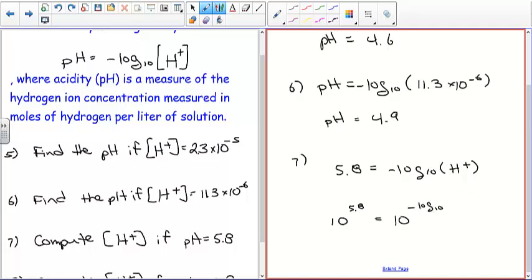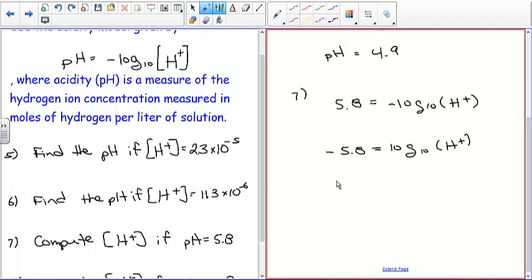Actually, well, yeah, let's go back one step here. We need to get the negative to the other side. So let's multiply by negative 1. Okay, now what we do is we'll say 10 to the negative 5.8 is equal to 10 to the log base 10 of the hydrogen ion concentration. But these are inverse functions, so all we end up with is the hydrogen ion concentration.